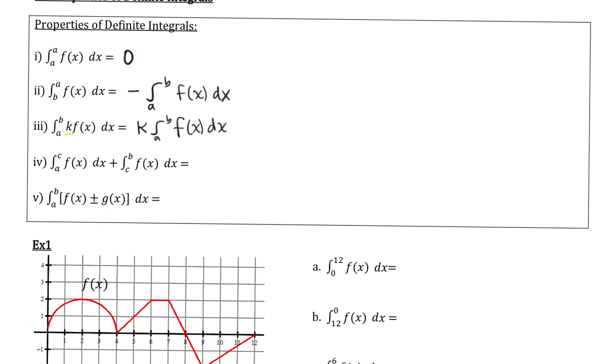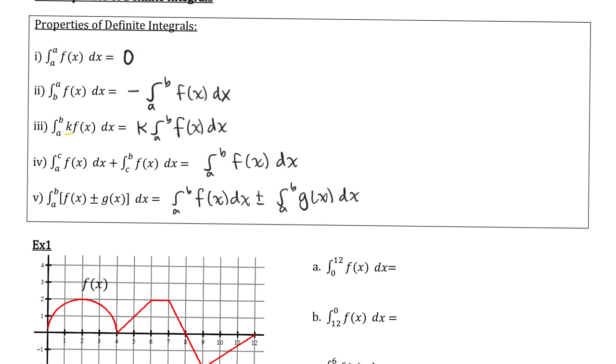If you're taking the integral from a to c and from c to b of a continuous function, this is the same as finding the area all the way from a to b of f of x dx, because you're just adding up the two areas. If you're doing the integral from a to b of f of x plus or minus g of x, you can do each one individually and then add or subtract the results, and you'll get the same answer.